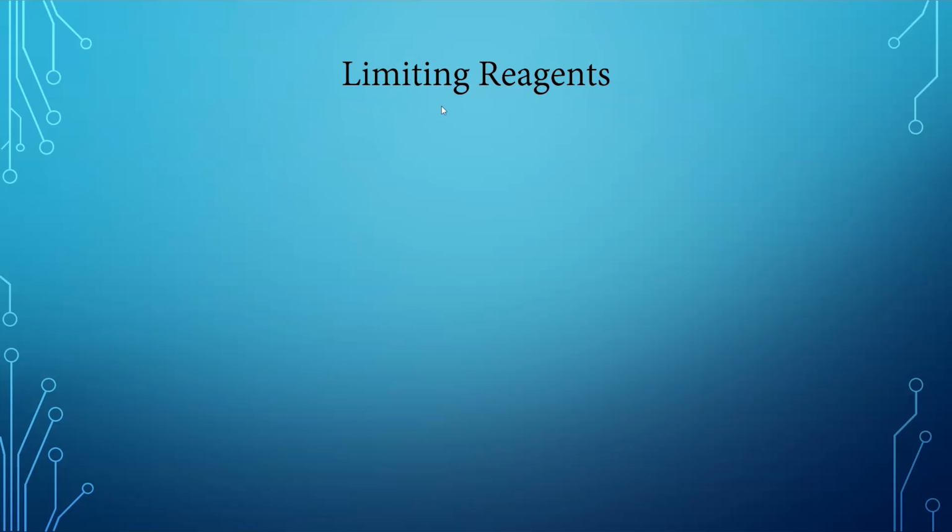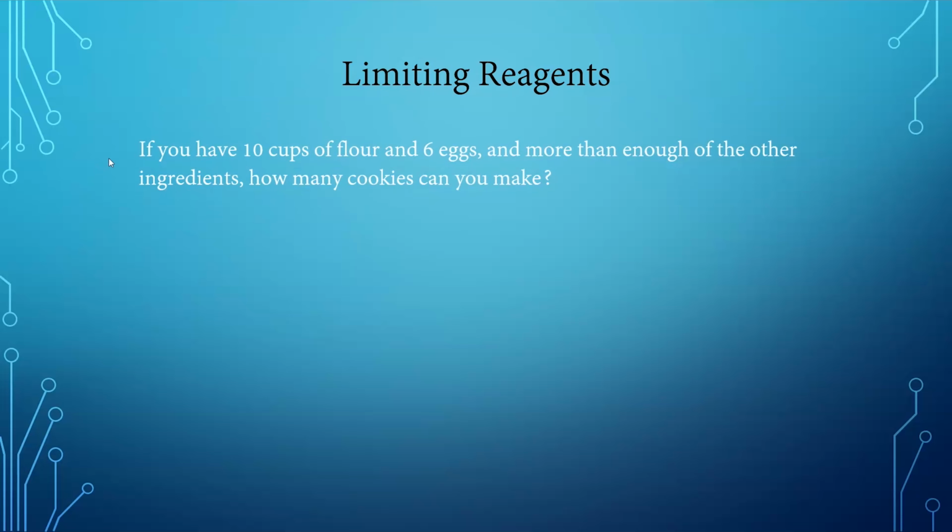So how do we figure out what the limiting reagent is in a particular reaction? Let's go back again and take a look at a cookie example. We'll be using that same recipe we did earlier. Let's suppose that in my kitchen I found I had 10 cups of flour and 6 eggs and plenty of all the other ingredients, so more than enough of everything else. So I was wondering how many cookies I could make with this much flour and this many eggs. When you do a limiting reagent problem, it's actually no more complicated than any other stoichiometry problem. You just have to do it more than one time.